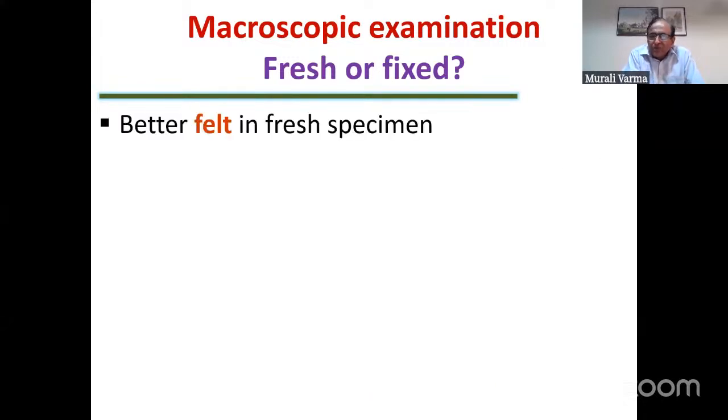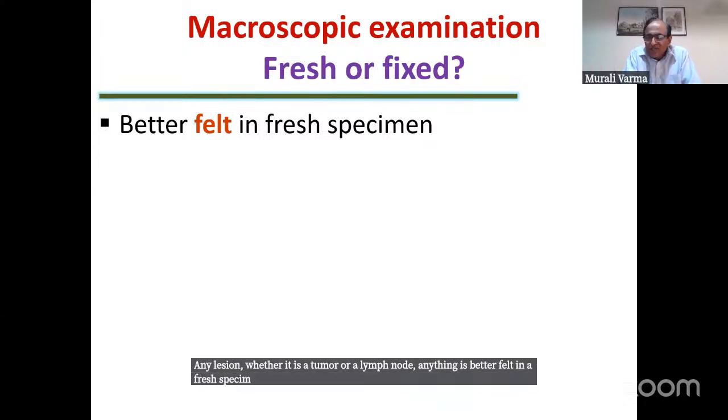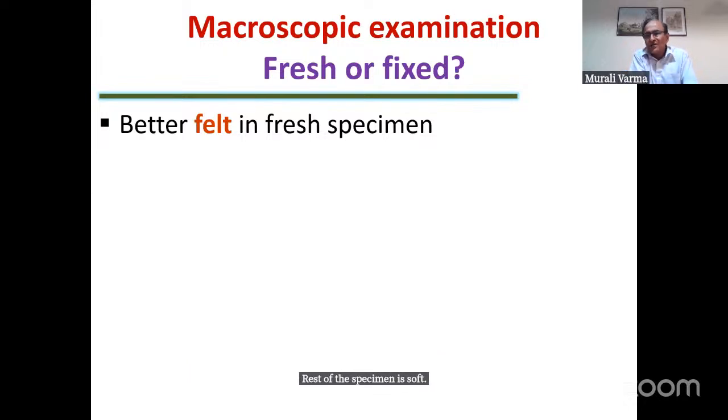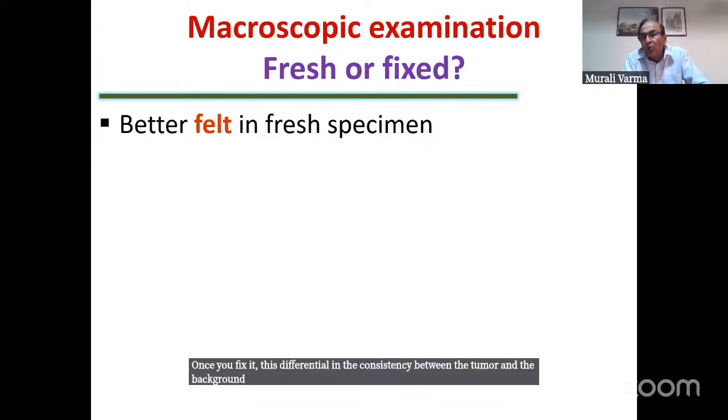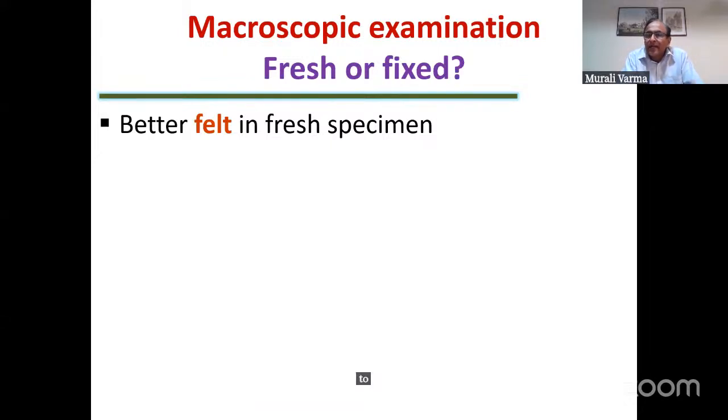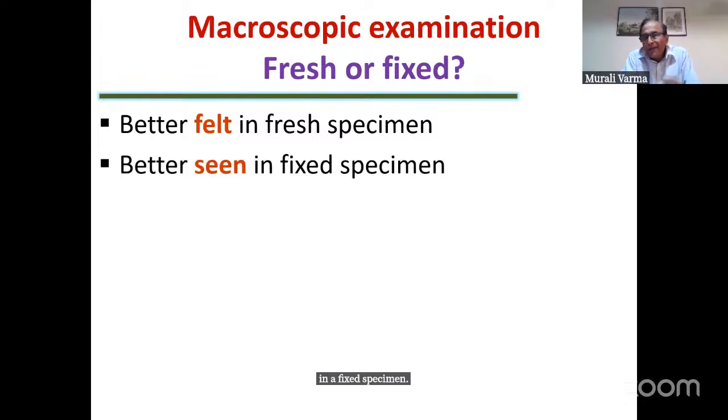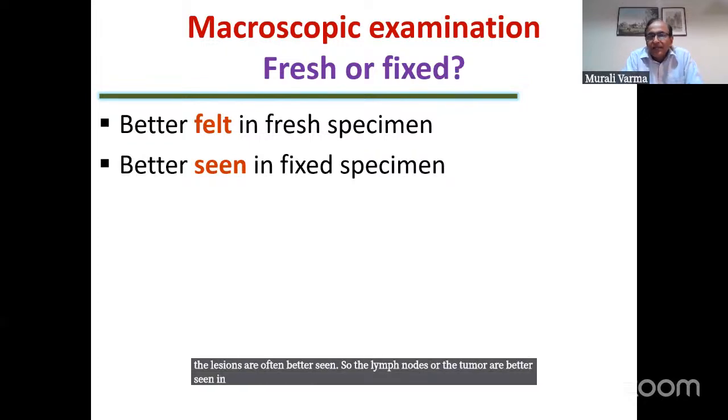In general, any lesion, whether it is a tumor or a lymph node, is better felt in a fresh specimen because the rest of the specimen is soft and the lesional area, like the tumor, would be firmer. So you can feel it much easier in a fresh specimen. Once you fix it, this differential in consistency between the tumor and the background becomes less, so it becomes more difficult to feel the lesion in a fixed specimen. On the other hand, in a fixed specimen, the lesions are often better seen. So the lymph nodes or the tumor are better seen in a fixed specimen than in a fresh specimen.